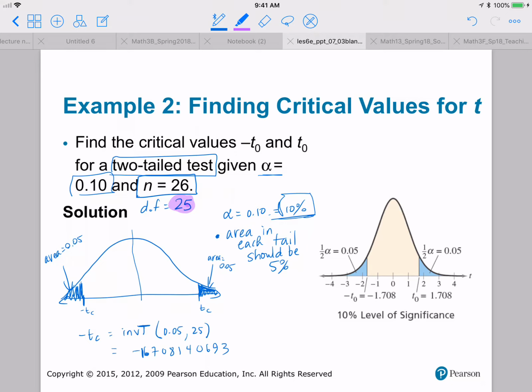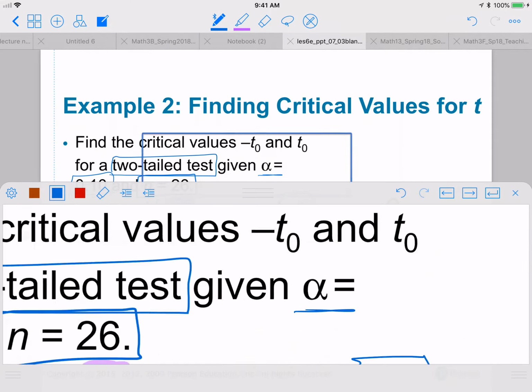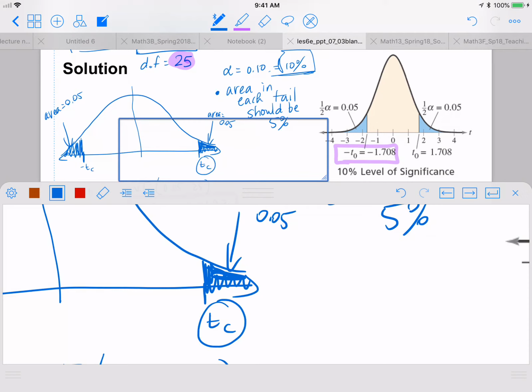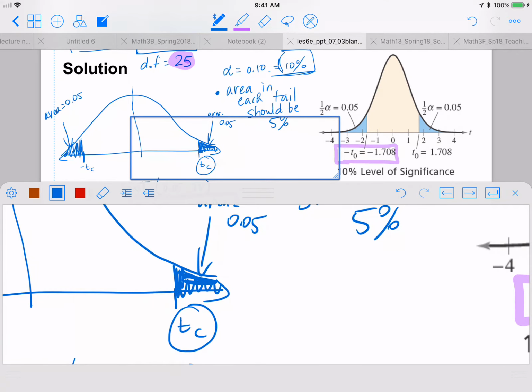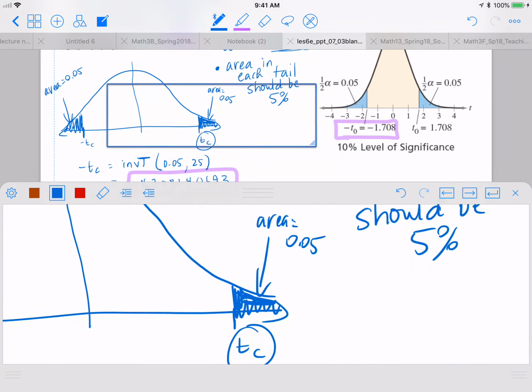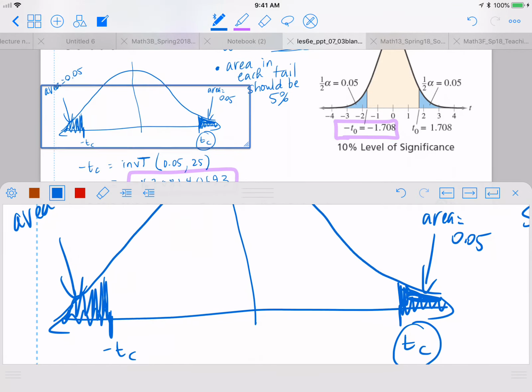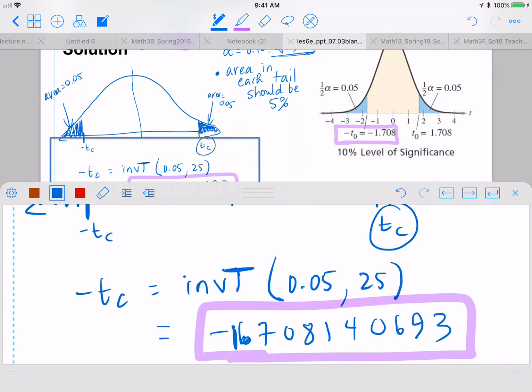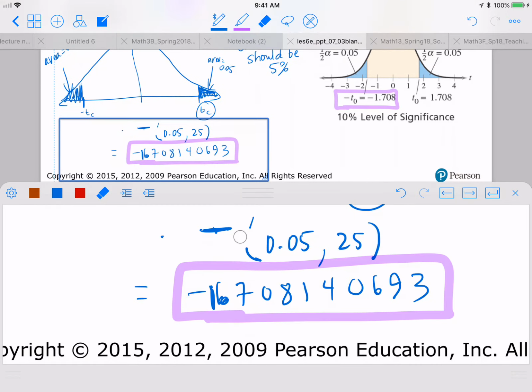So I've got 1 TC. Now notice this value here is the same as this value on the left, right? So one of my critical values is negative 1.708. Now let's investigate how to find the other critical value. Because remember, if you have a two-tailed test, then you will have two critical values. Okay, so to find that TC, here's what I need to know. Let me put it back up here. I still need to know the cumulative area. So I need to know the cumulative area.